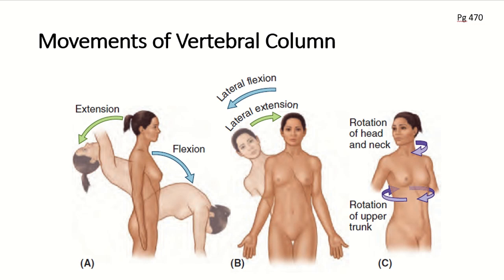Because of the joint planes in the thoracic region, we get rotation here, okay? This rotation of the upper trunk, in combination with rotation provided at the cervical region and also at the atlanto-occipital joint up here, enables torsion of the axial skeleton that allows you to do things such as looking back over your shoulder.